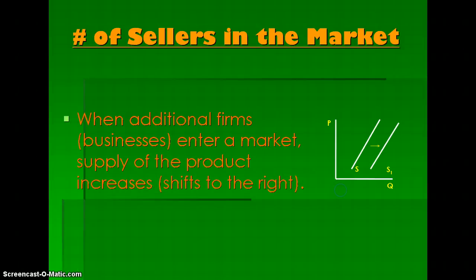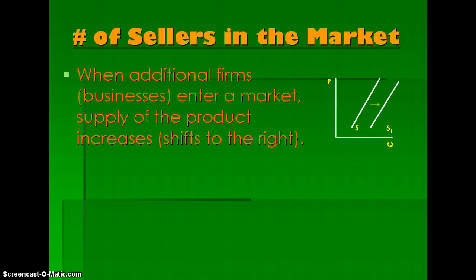All right. Number of sellers in the market is another thing that can cause supply to shift. Anytime there's more firms or businesses in a market, the supply of the product is going to go up or increase. That just makes sense. If there's only one company making shoes and you add a second company that makes shoes, well, you just doubled the number of producers. So obviously supply is going to go up, shift to the right.